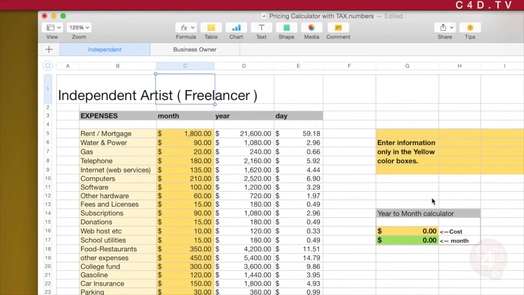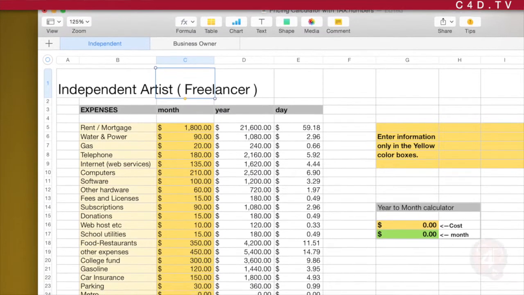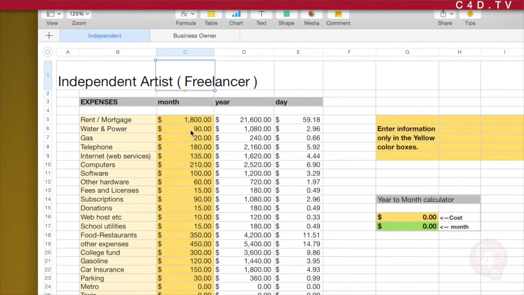There are some instructions in this sheet. As you can see on the right side, it says enter information only in the yellow color boxes. That means that these boxes are going to be empty if you download this spreadsheet, and you're going to basically add every single list of expenses in here and add the monthly expense that you have.